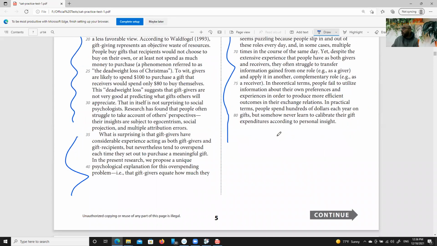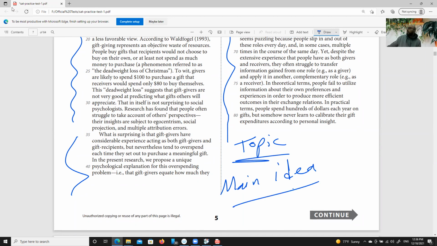So, I ask a question now. What is the difference between topic and the main idea? Who can tell me? If you know, just raise your hand, please. What is the difference between the topic and the main idea? Raise your hand if you know. Come on, guys, just give it a try, you know. If you answer incorrectly, I will not shoot you.